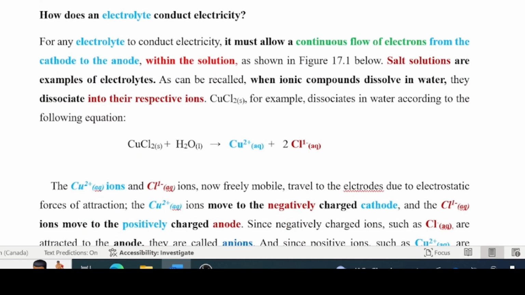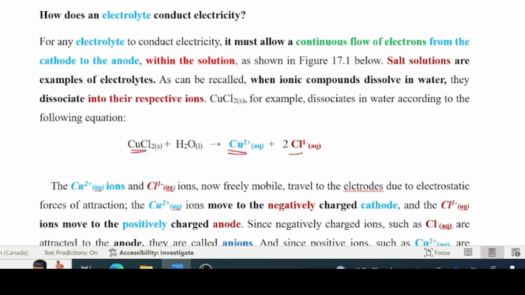Let us say we have some copper(II) chloride solid, some crystals there, and we dissolve that in water. When we dissolve this in water, it dissociates into two ions. It dissociates into copper(II) ions and chloride ions. This is what happens when any ionic compound dissolves in water.